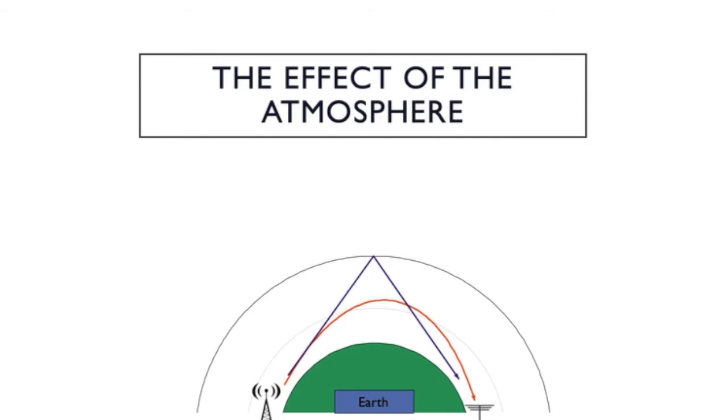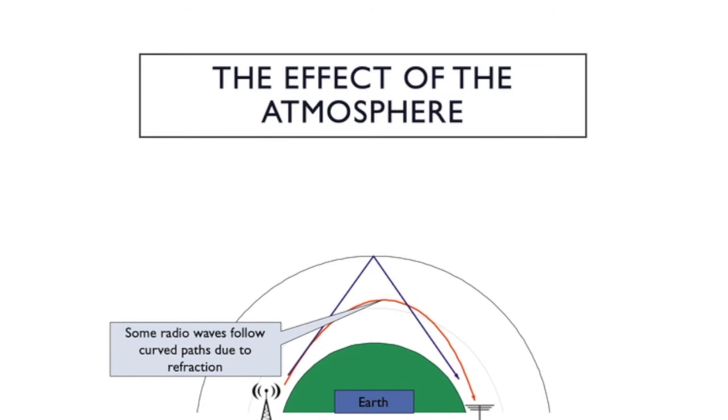So how do we get radio waves around the world? Here I've got a transmitter on the left hand side and a receiver on the right hand side. Some radio waves follow the curved path because they refract through different parts of the atmosphere. Over smaller distances that might work. When we want to get radio waves all the way around the Earth though, we have to rely on the effect of reflection.